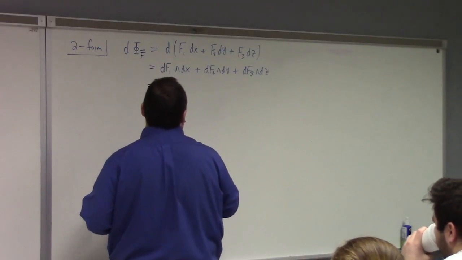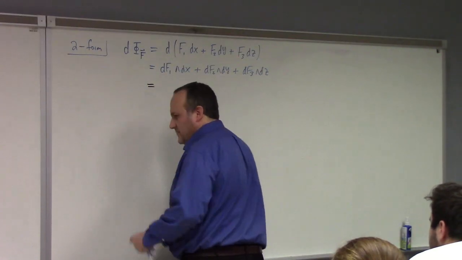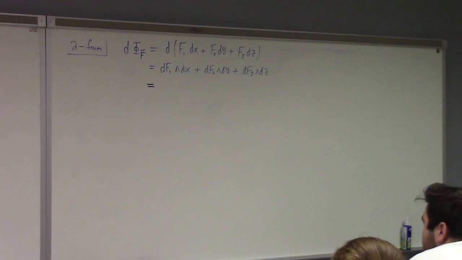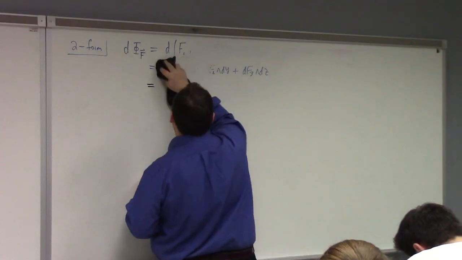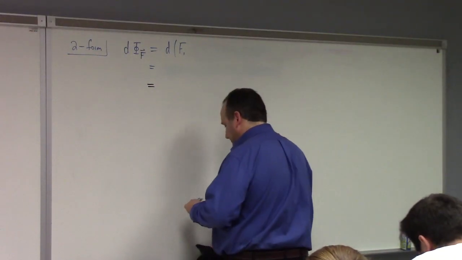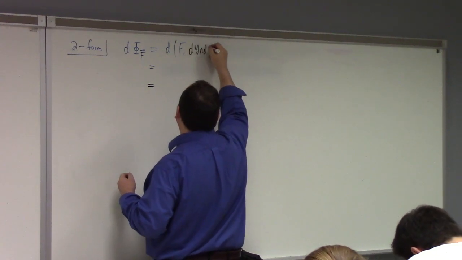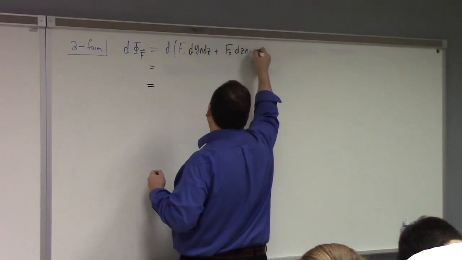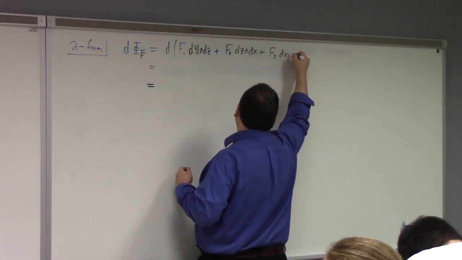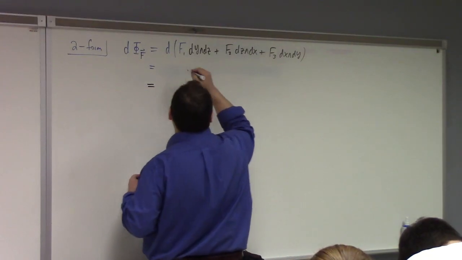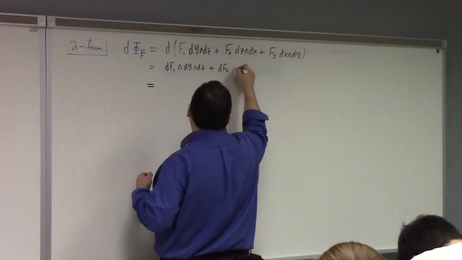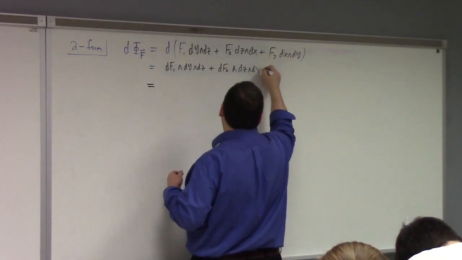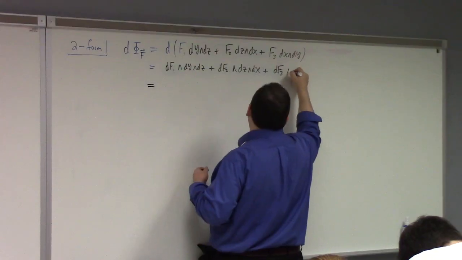Guys, don't let me do that. This is wrong. I'm about to do the same calculation I just did. That would be dumb. I wanted to have a two form, the two form corresponding to the vector field f, which is not this. My apologies. It's f1 dy wedge dz plus f2 dz wedge dx plus f3 dx wedge dy. The pattern's just like the cross product, right? So we've got df1 wedge dy wedge dz plus df2 wedge dz wedge dx plus df3 wedge dx wedge dy.